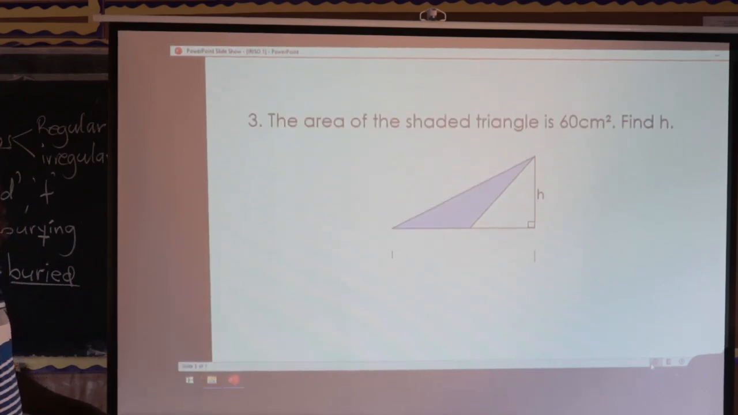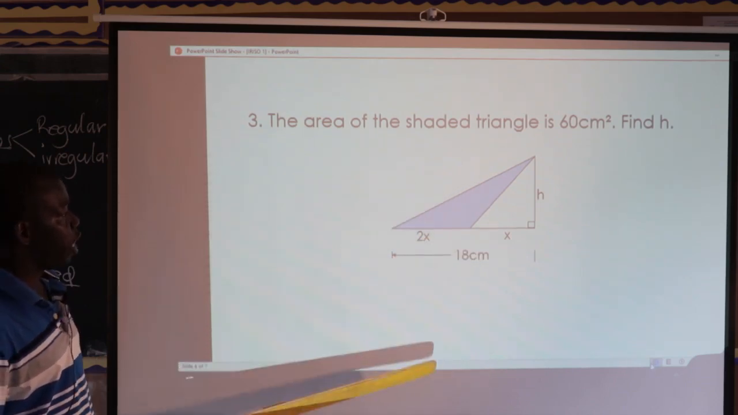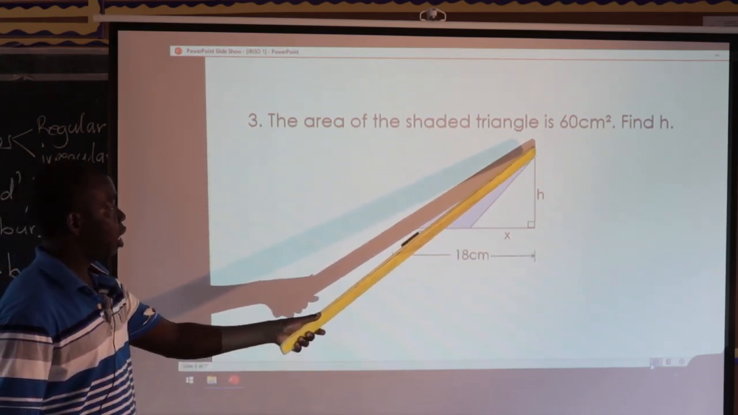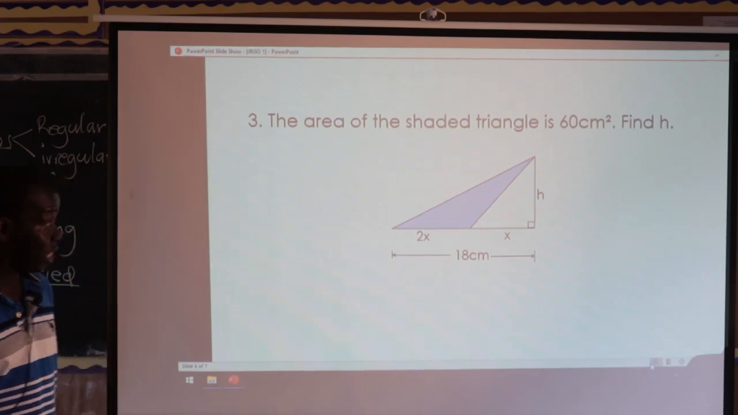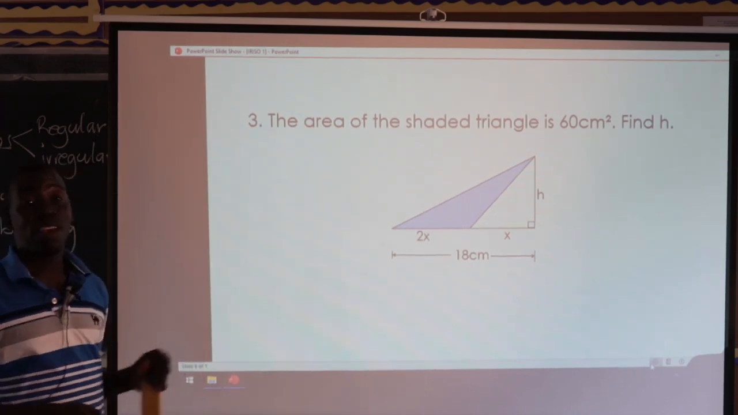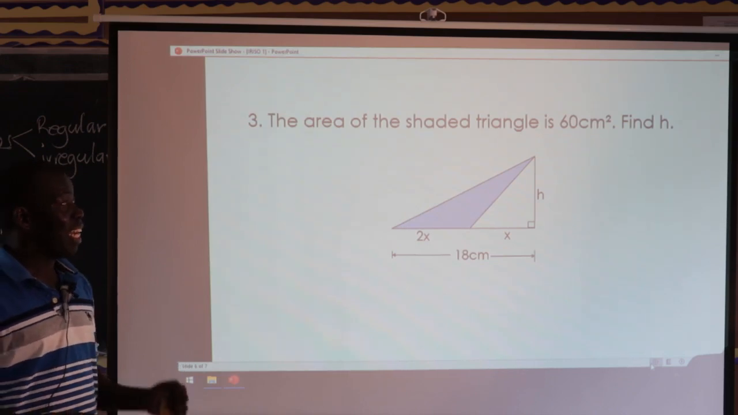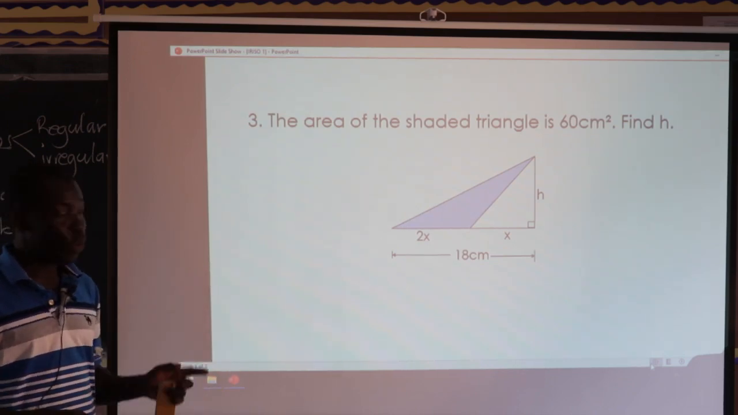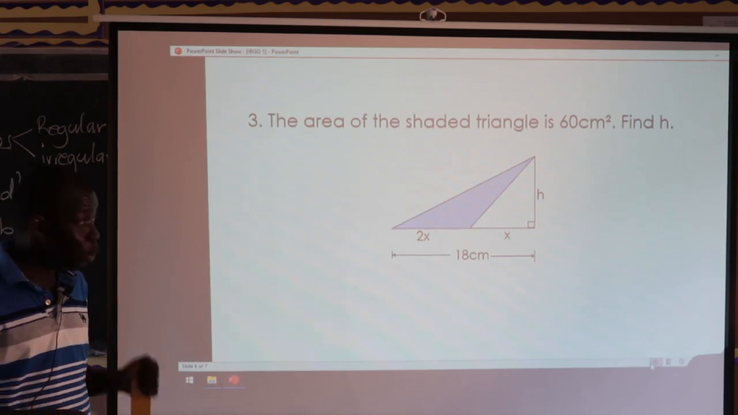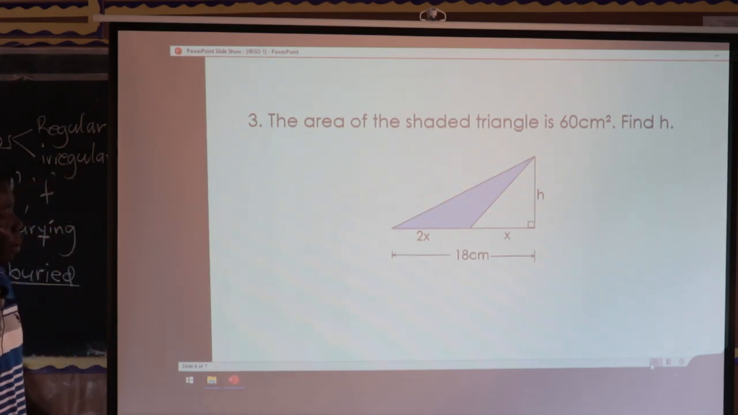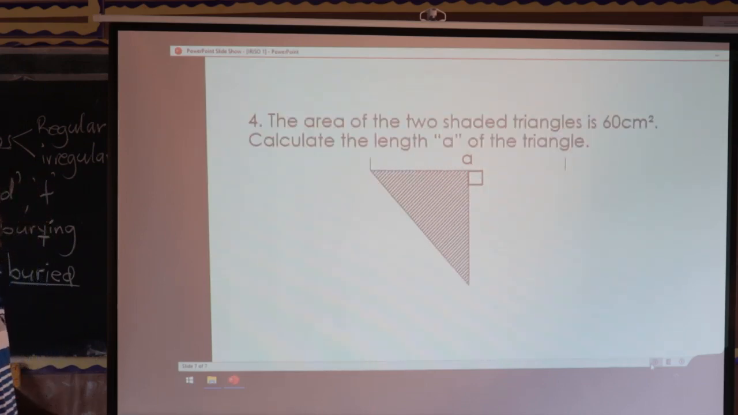We have number 3: the area of the shaded triangle is 60 square centimeters. Find the height of that triangle. It is not a direct question. Study that. There is something you do first before you state the formula of finding the height. You are supposed to get the value of x first. Then when you get the value of x, I'm not going to spoon feed you. You shall compare what you'll get with what we shall discuss tomorrow.